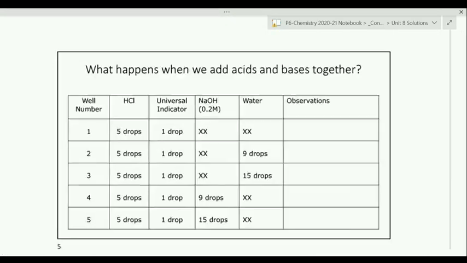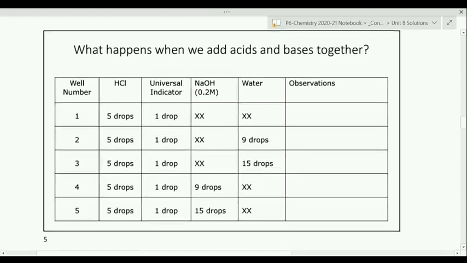Okay, now I'm going to scroll down. And today what we're going to look at is what happens when we add acids and bases together. So there's this page here in your OneNote where we're going to collect some data. And what we're going to do is in 5 different wells, we're going to put 5 drops of HCl in these 5 different wells. Then we're going to add some universal indicator. And then 1 well we're going to leave as is. And to 1 well, we're going to add some water. Other well, we're going to add even more water.